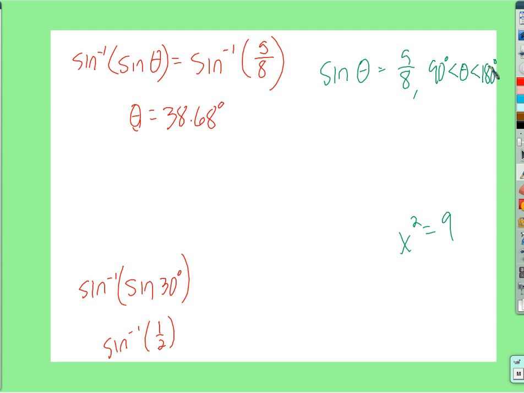Can you just add 90? Let's draw a picture and let's see if that works. So it gives 38.68, so that's somewhere in here. We just add 90, so 90 plus 38.68. Does that have the same sine as this angle? It doesn't. The angle that has the same sine would be straight across from it. It would be this angle right here.